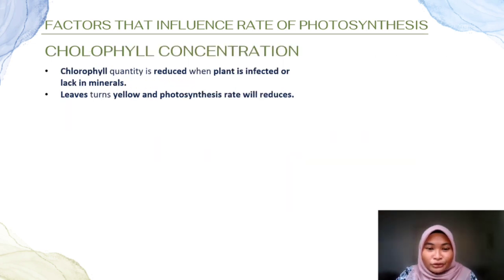Next is chlorophyll concentration. Chlorophyll quantity is reduced when the plant is infected or lacks a mineral. The leaf will turn yellow and the photosynthesis rate will reduce.